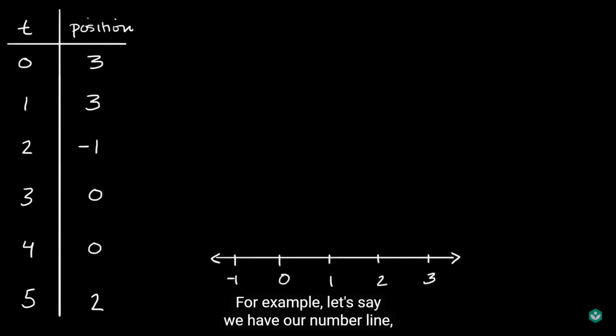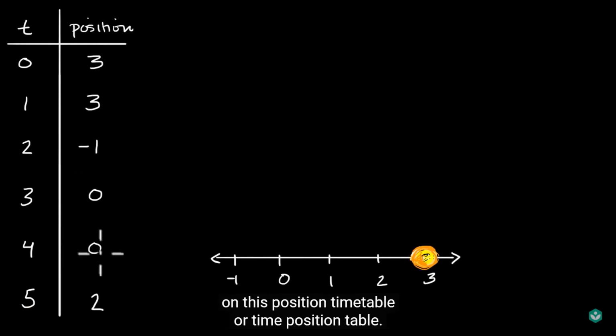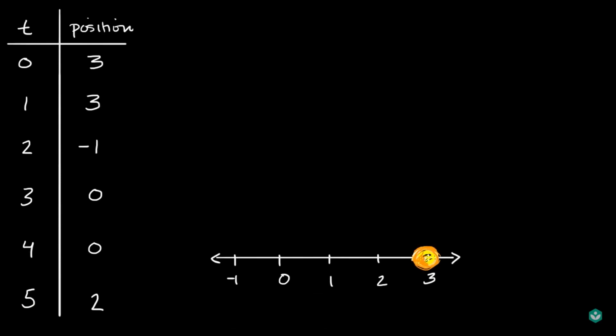But another way to think about it would be some type of animation. For example, let's say we have our number line, and the object that's moving is a lemon. At time 0, it starts at position 3, so that's where it is right now. Let's see if we can animate it. I'm just going to count off 5 seconds and move the lemon according to what we see on this time position table. 0, 1, 2, 3, 4, 5. So that was somewhat useful.